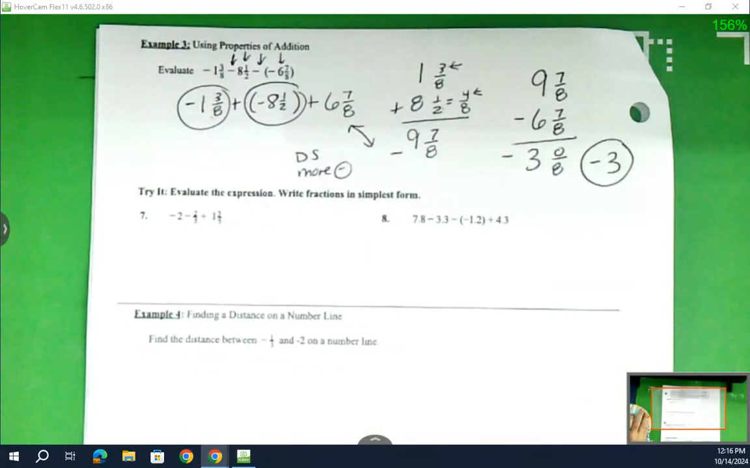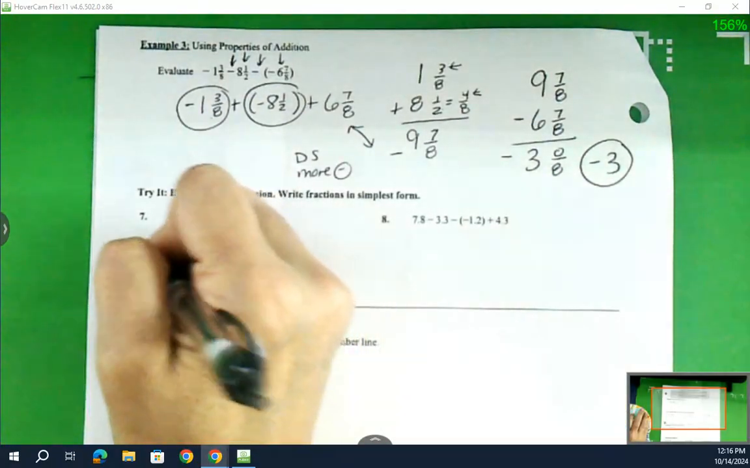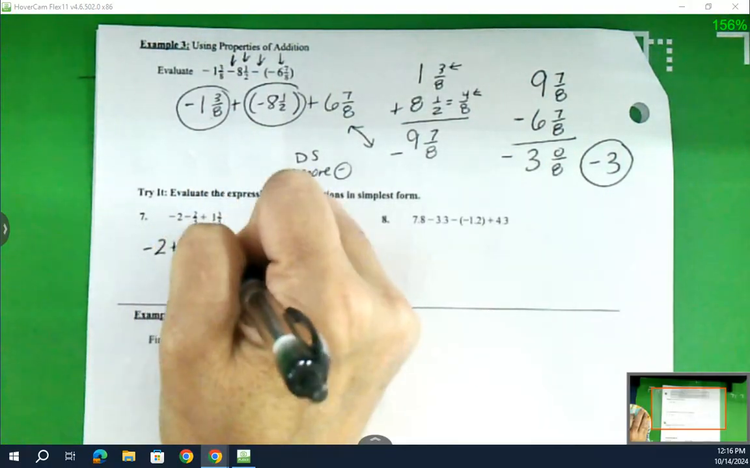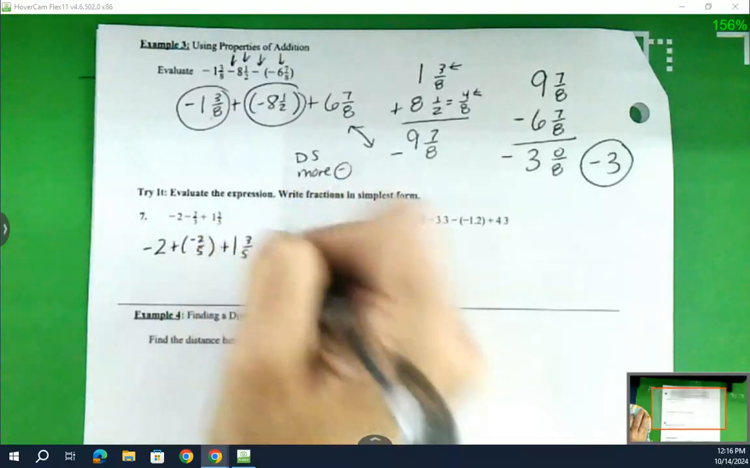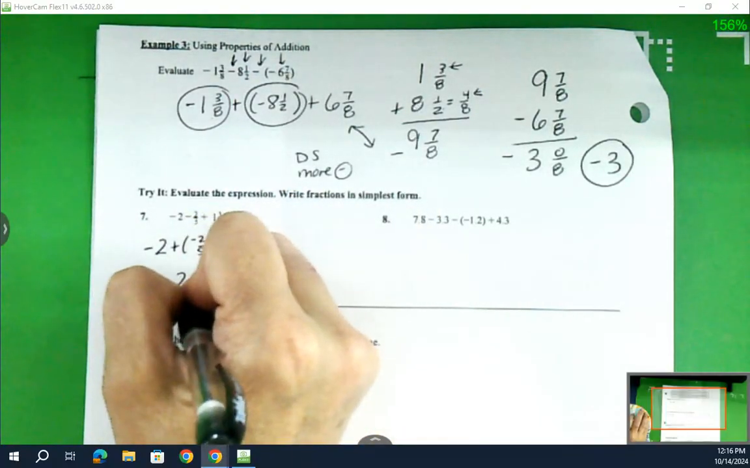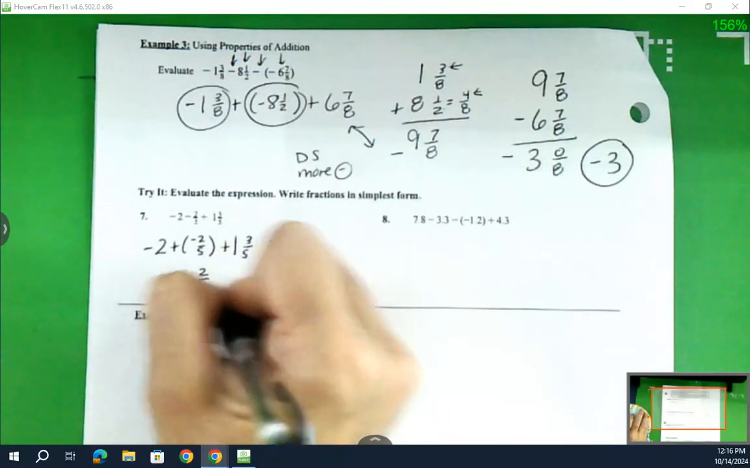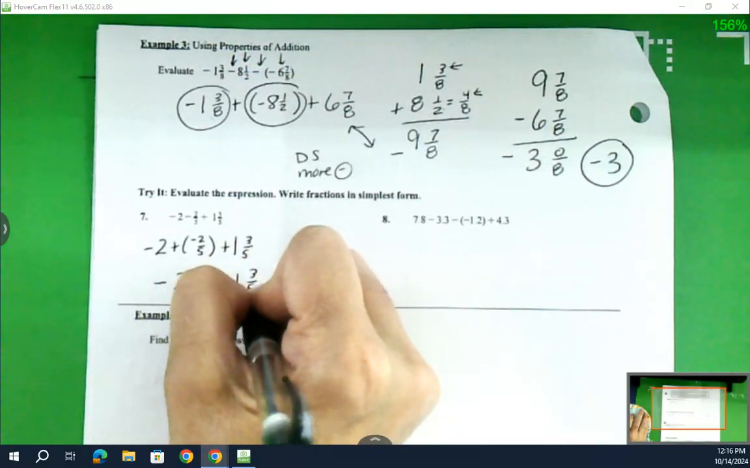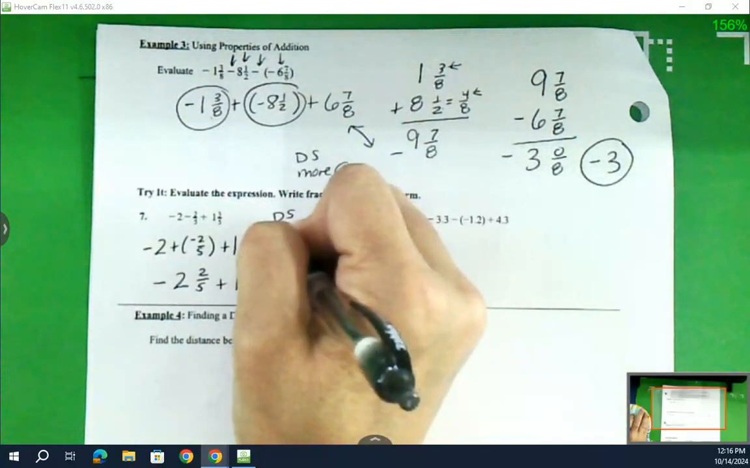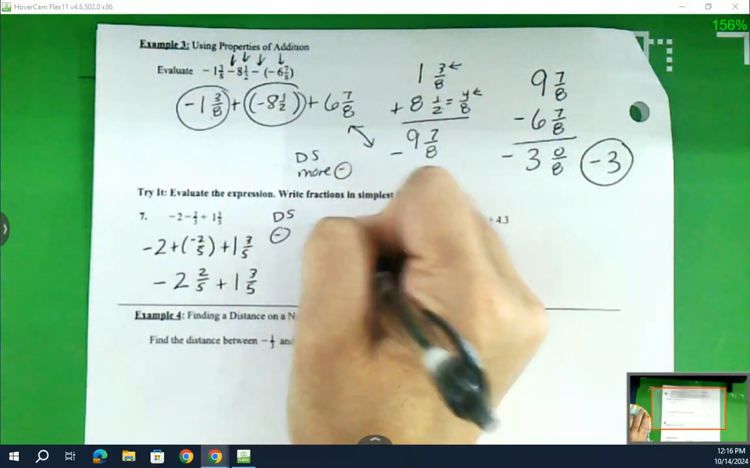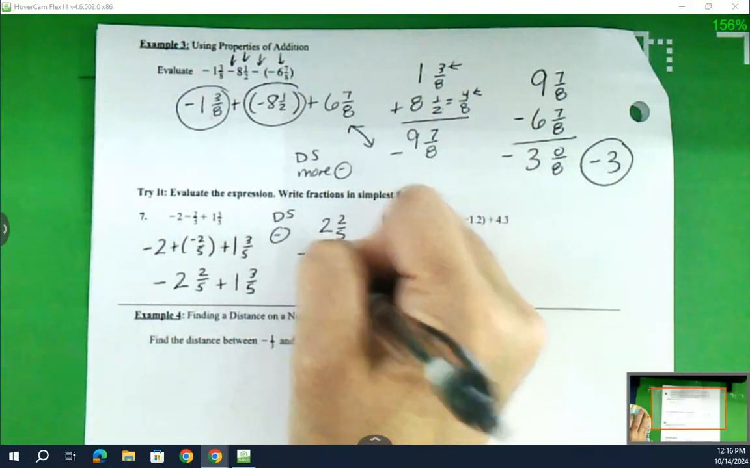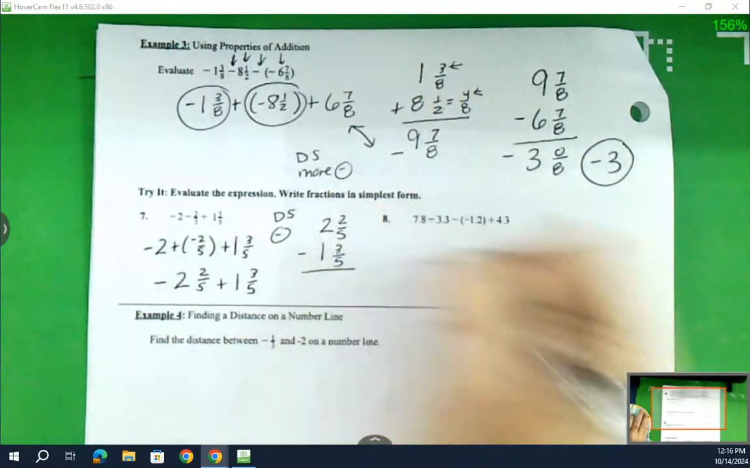Okay, the two try it problems. We have negative 2 plus negative 2/5 plus 1 3/5. So negative 2 and negative 2/5 are both negative. I can rewrite that as negative 2 2/5 plus 1 3/5. Okay, different signs subtract, and I have more negative. So 2 2/5 goes in the numerator at the top, and then we have 1 3/5 down here.